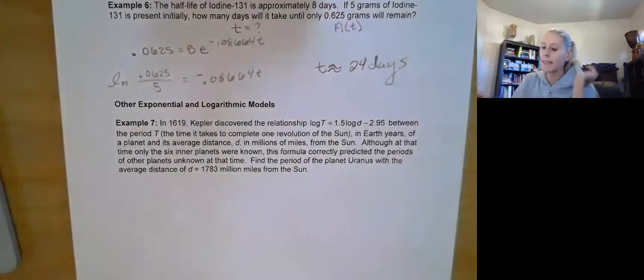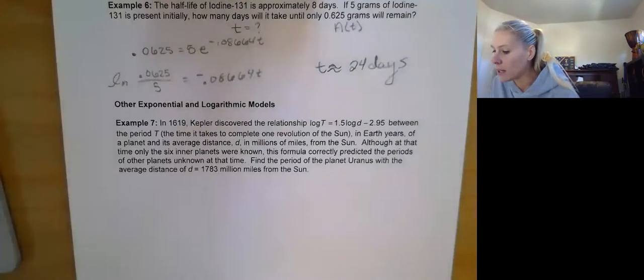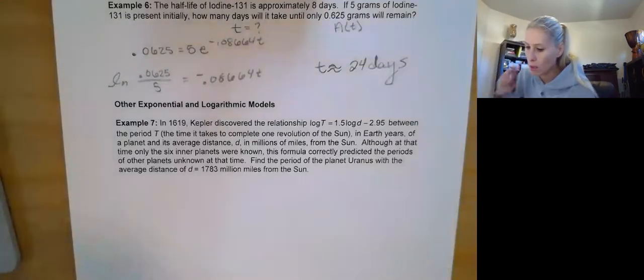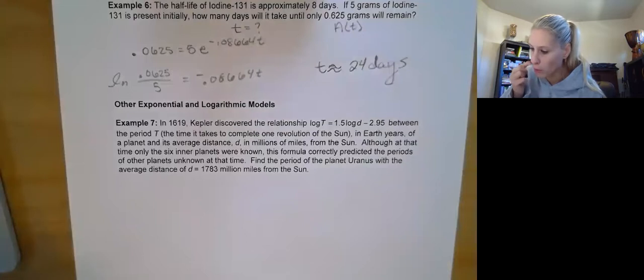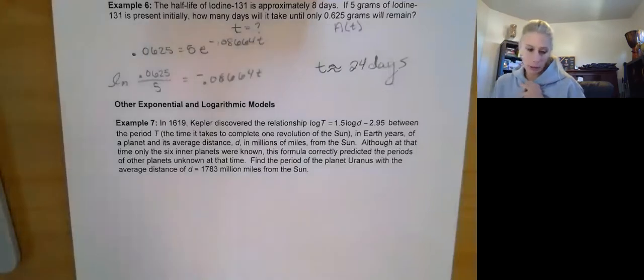Okay, in 1619, Kepler discovered the relationship between the period T, the time it takes to complete one revolution of the sun, in Earth years of the planet and its average distance d in millions of miles from the sun. Although at the time only the 6 inner planets were known, the formula correctly predicted the periods of other planets known at the time. Find the period of the planet Uranus with the average distance of 1,783 million miles from the sun.